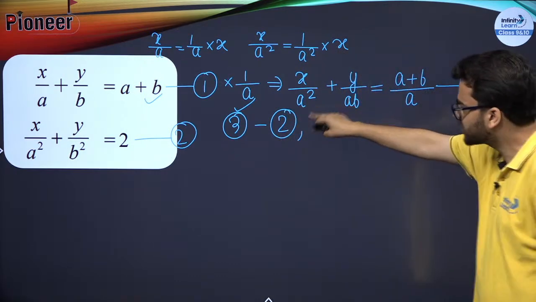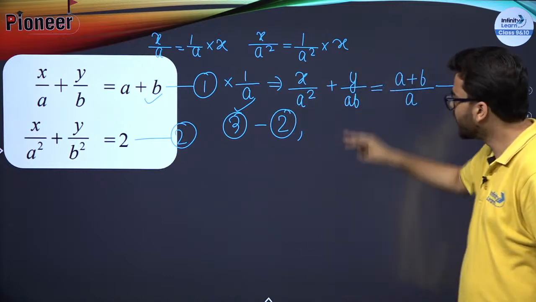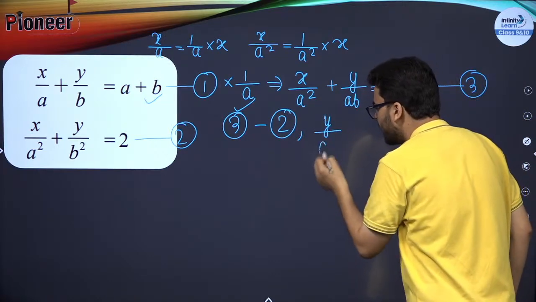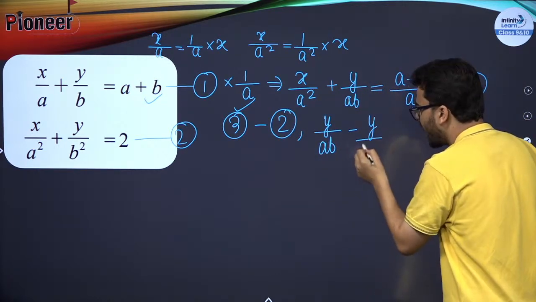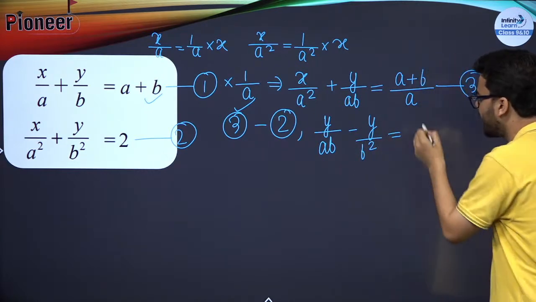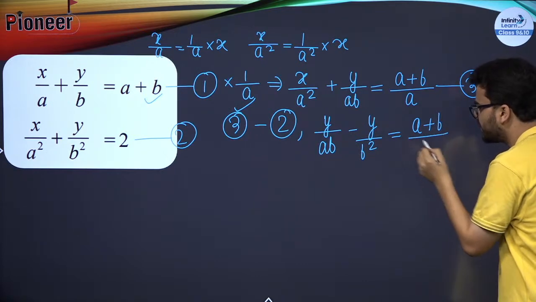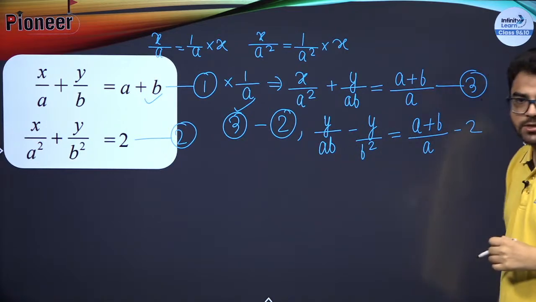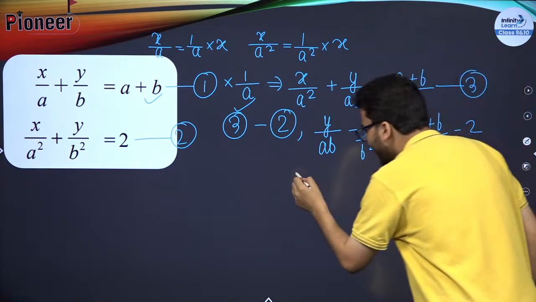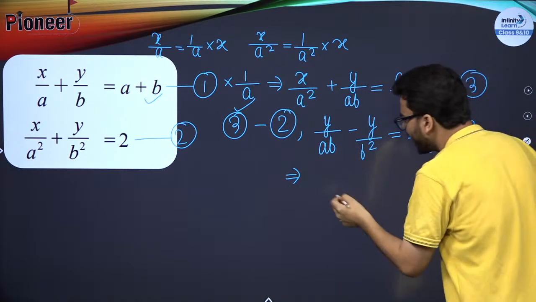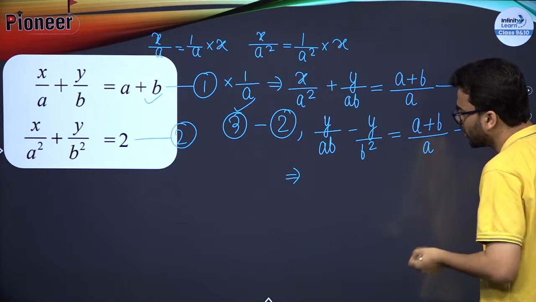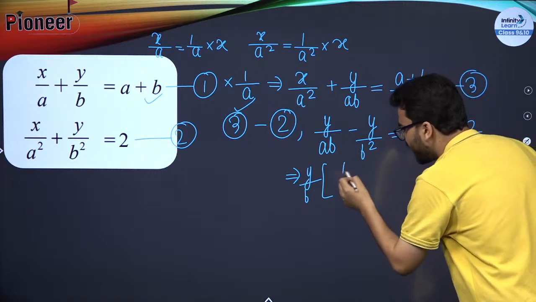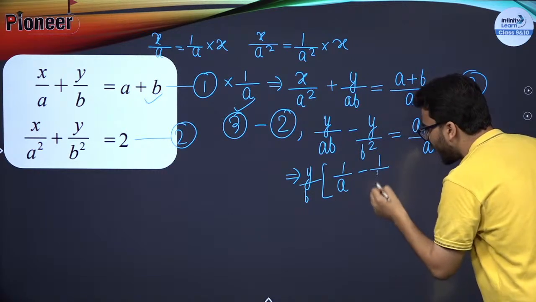So you see x by a square and x by a square will get cancelled out, and you are left with y by ab minus y by b square. So we'll get y by ab minus y by b square over here, and that is equal to what, guys? a plus b by a over here minus 2. So now we can simplify and solve this equation over here, guys. So we can take y as common. Y by b can be taken as common, right? So we'll be left with 1 by a minus 1 by b over here.